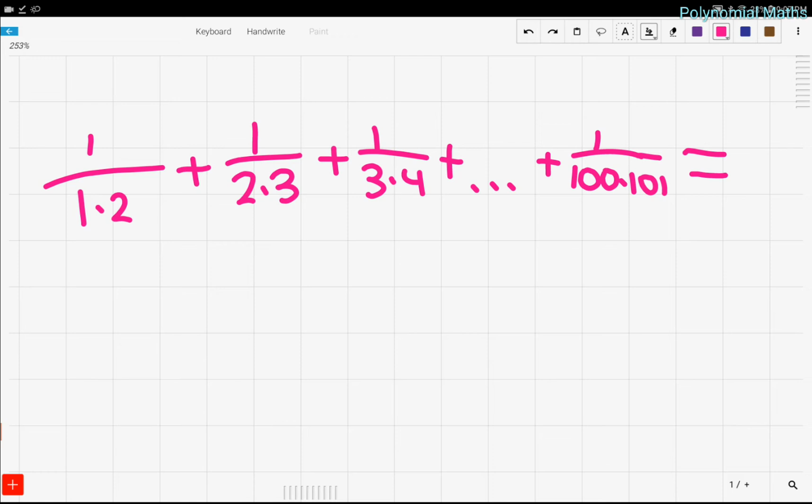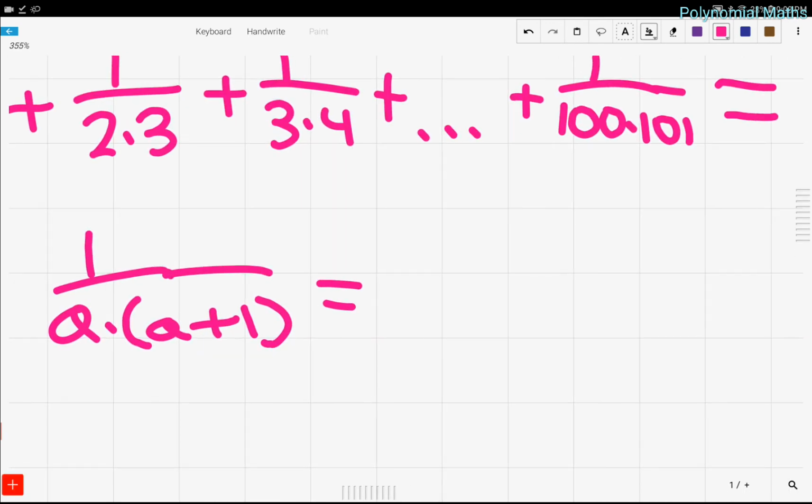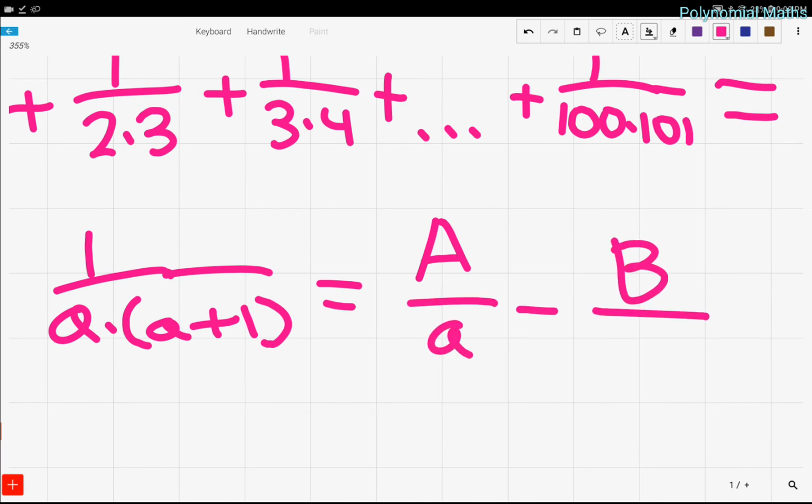So, we see that all of these are in the form 1 over a times a plus 1. So 1 over 1 times 2, and then 1 over 2 times 3, 1 over 3 times 4, and so on. So they're all of the form 1 over a times a plus 1. So how can we turn this into something, for example, of the form A over a minus B over a plus 1?